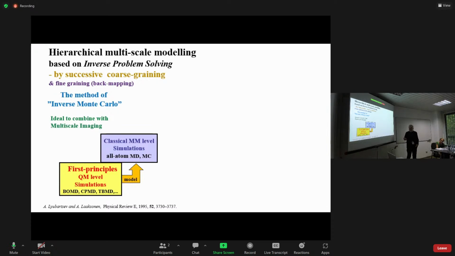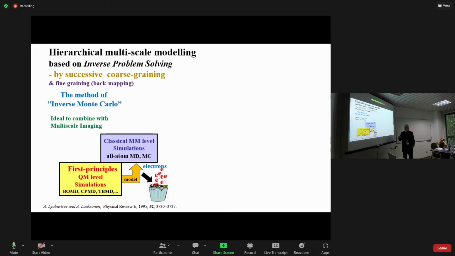So we do a simulation, and now from results from these simulations, we solve the inverse problem. We create a model which we can use on the next level. But when we use this model, we get exactly back the same results we got in this original simulation. Doing this, we throw away all the degrees of freedom we don't need in this next level. And going from quantum mechanics to classical mechanics, we don't have much use for the electrons, so we throw them away.